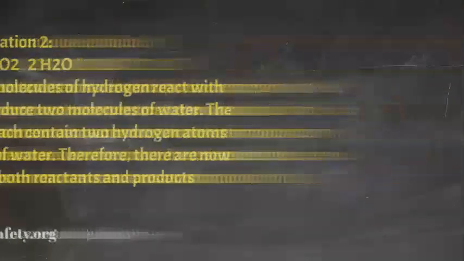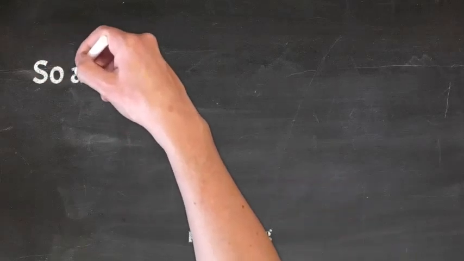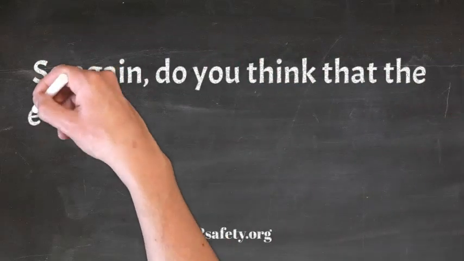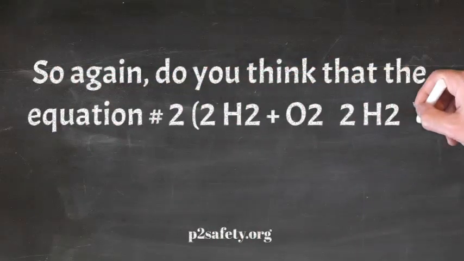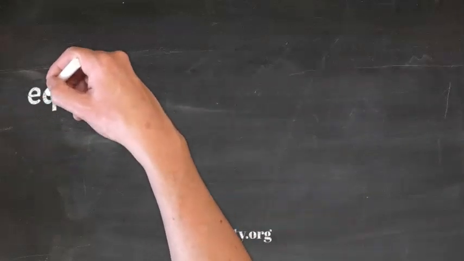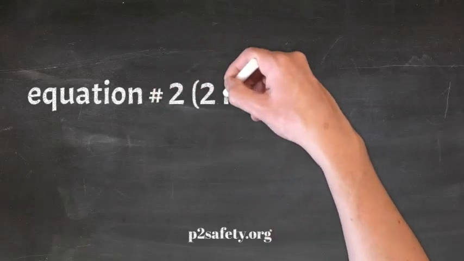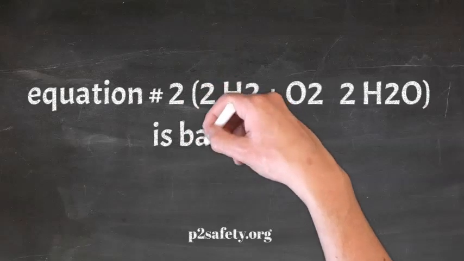So again, do you think that equation 2, 2H2 plus O2 rightward arrow 2H2O, is balanced? Count the oxygen atoms to find out. There are 2 oxygen atoms in the 1 molecule of oxygen in the reactants. There are also 2 oxygen atoms in the products, 1 in each of the 2 water molecules. Therefore, equation 2 is balanced.